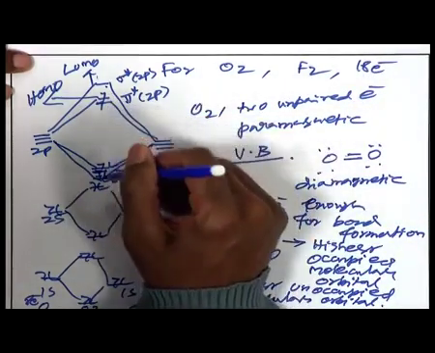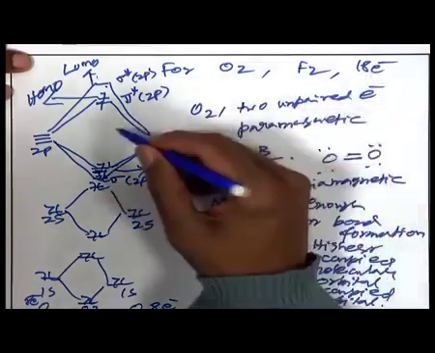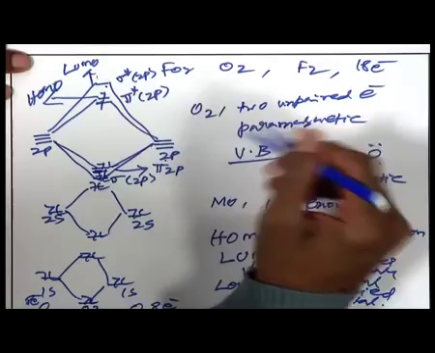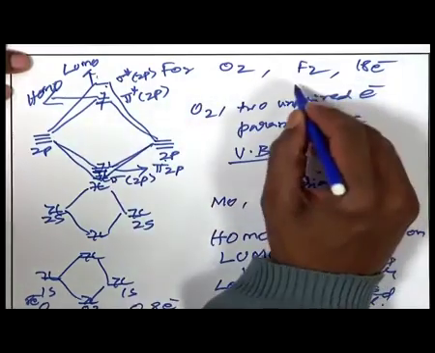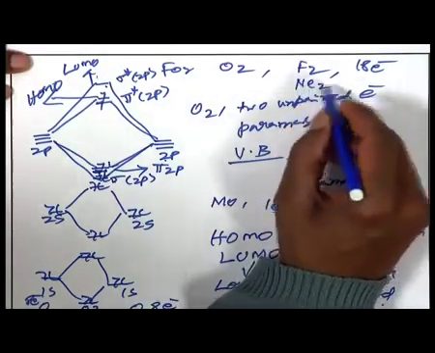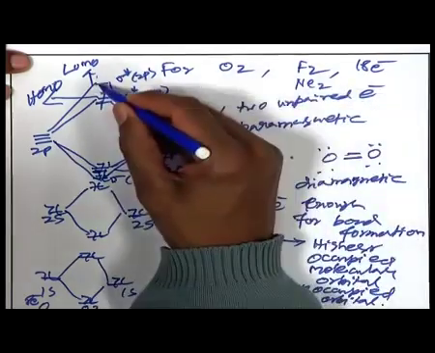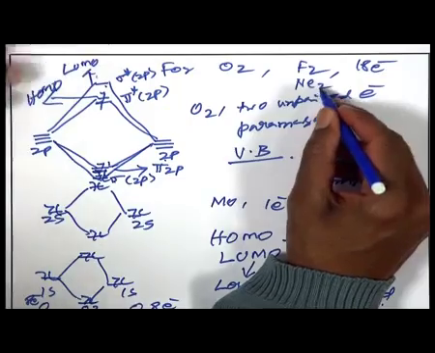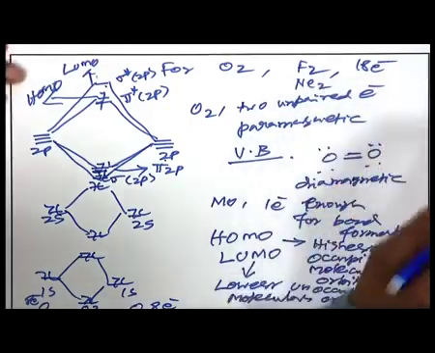So the bond order now changes to 1, because the number of anti-bonding electrons has changed. So, bond order is 1. Similarly, you can fill up for Ne2, so that 2 more electrons will go to this one, and there is no bond between 2 neon atoms, and that molecule does not exist.